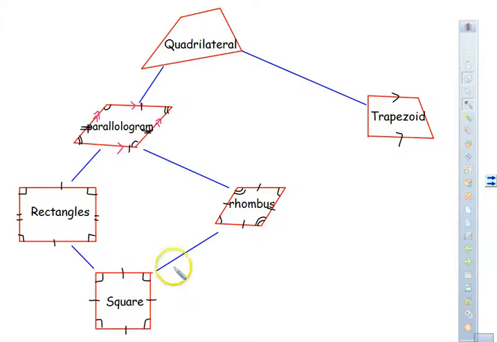So now what we need to do is, since this has four congruent sides and this has four congruent sides, you could also call this a rhombus. Okay, so we can call a square a rhombus as well. Could we call a rhombus a square? No, because a square has to have four right angles.